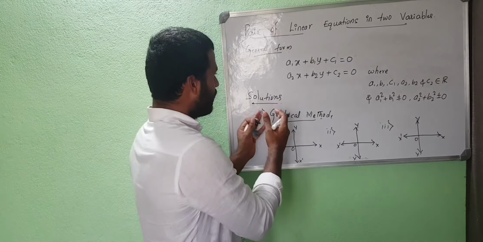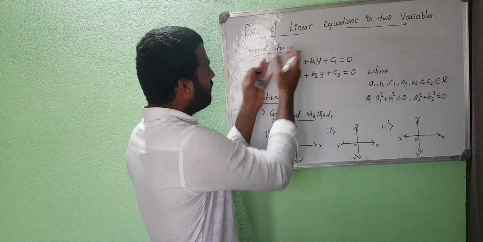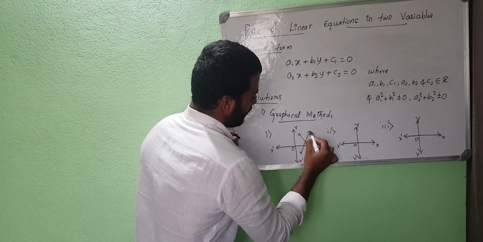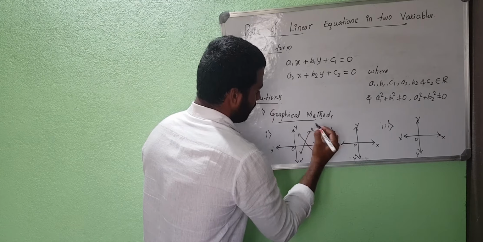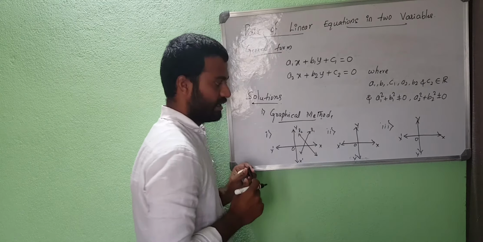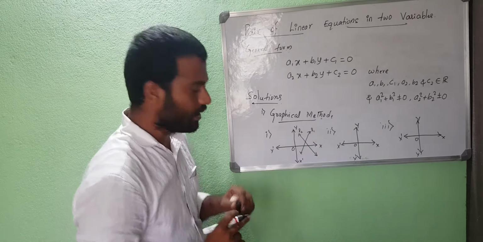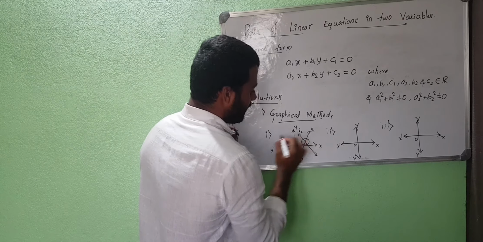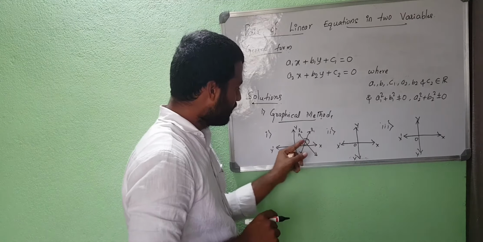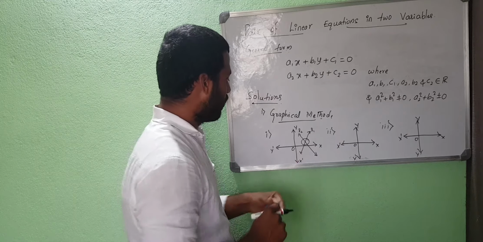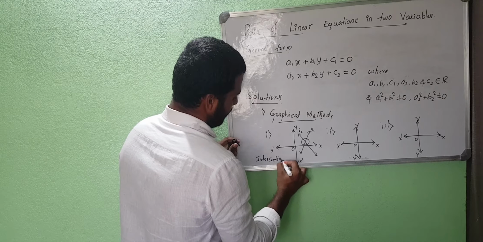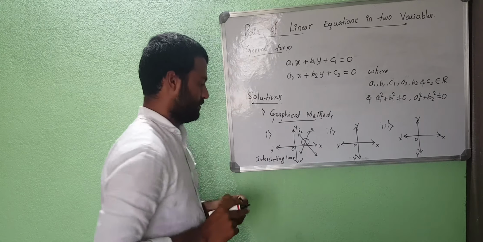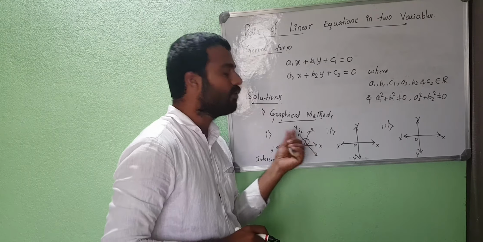So the graph of the pair of linear equations: the first graph will be like this. This is one example. This is the graph for the first equation, and this is the graph for the second equation. Now the two lines are intersecting at one point, meeting at one point. This type we call intersecting lines. Here there will be one common solution.